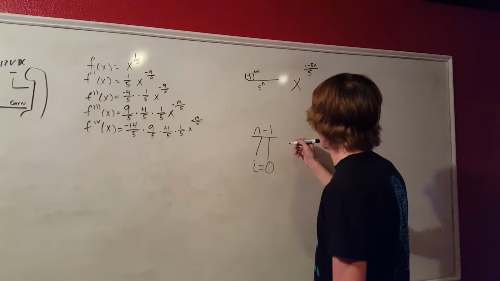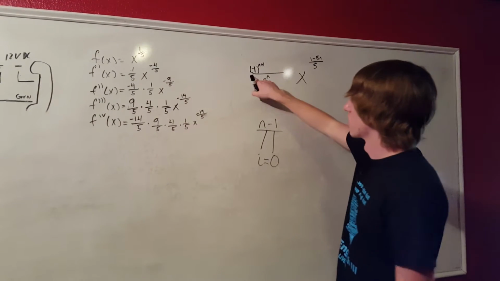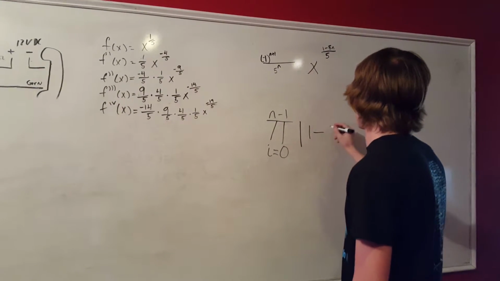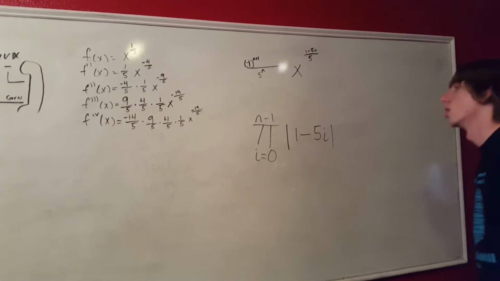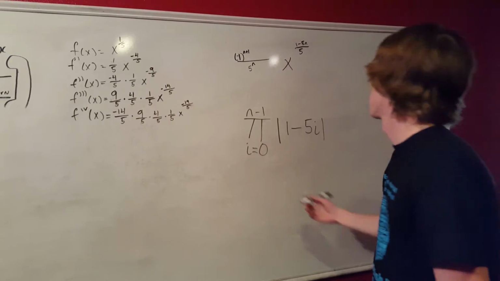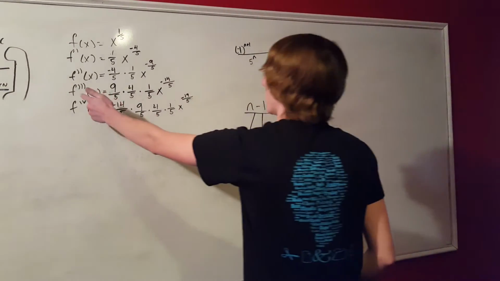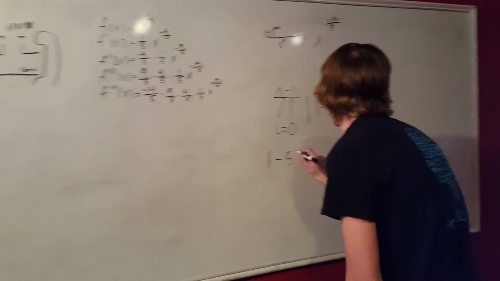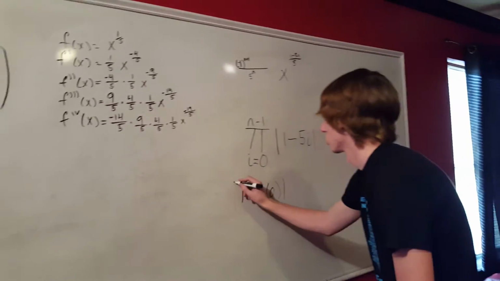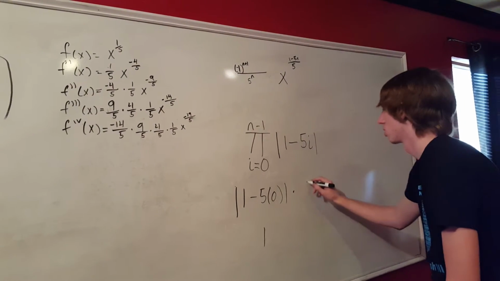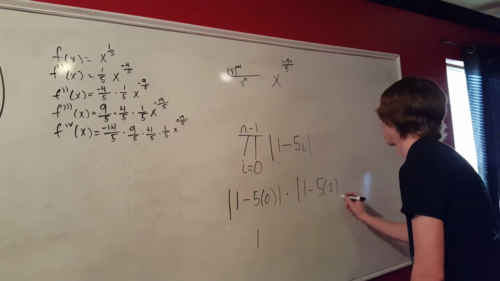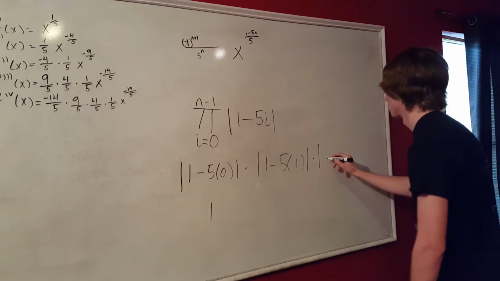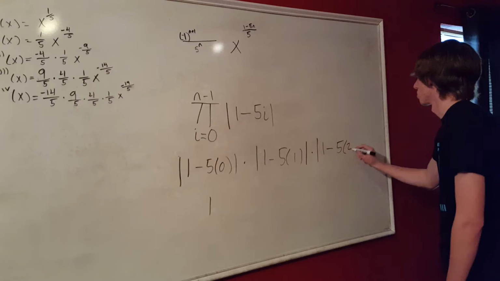Okay. So then we're going to take the absolute value, because we already have our negatives and positives being controlled right here, so we don't want to mess that up. So the absolute value of 1 minus 5i. So let's test this. So let's say we're doing it for the third derivative. So we're going to say our first term is going to be 1 minus 5 times 0. That's going to give us 1 times 1 minus 5 times 1 times 1 minus 5 times 2.